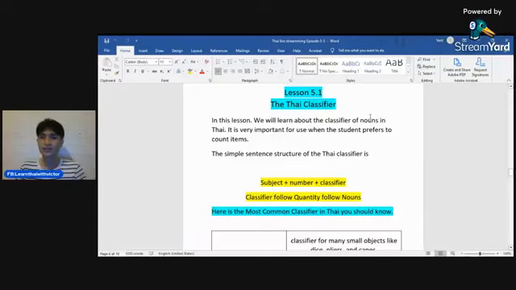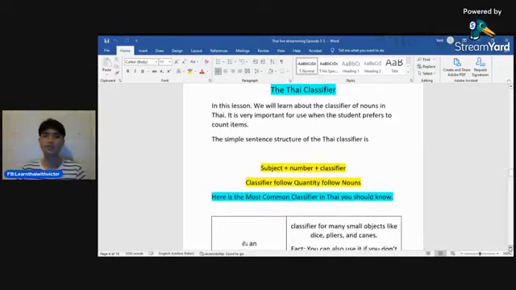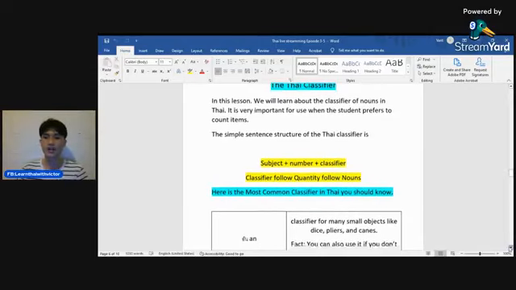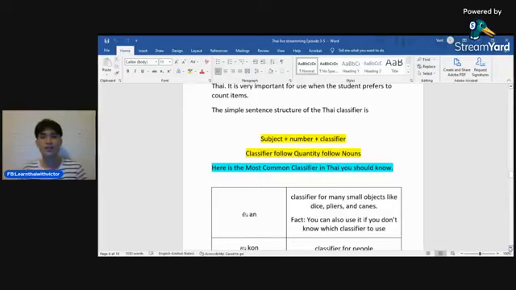Okay, so here we are, Lesson 5.1, the Thai Classifier. We will learn about the things that we can use when you want to count something, or to countify something. So the simple sentence structure of the Thai classifier here is subject plus the number and the classifier.